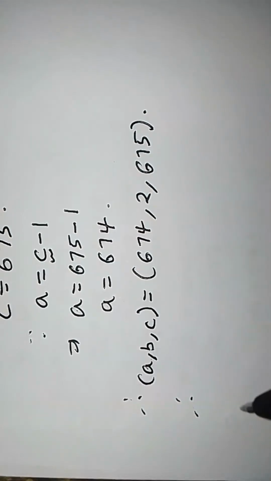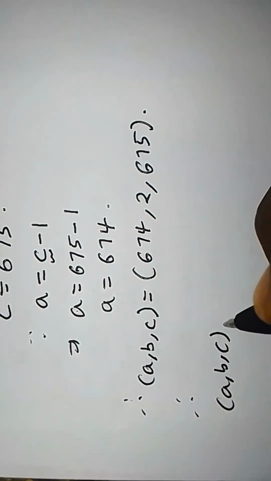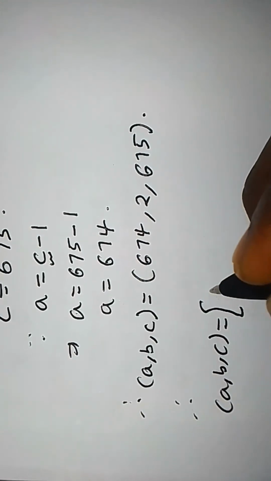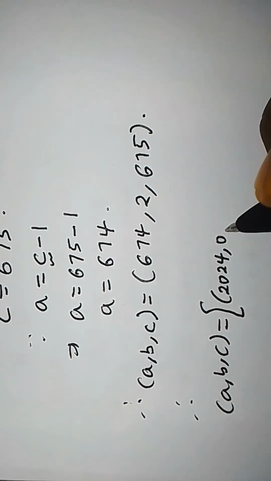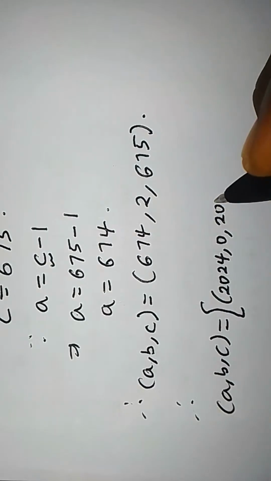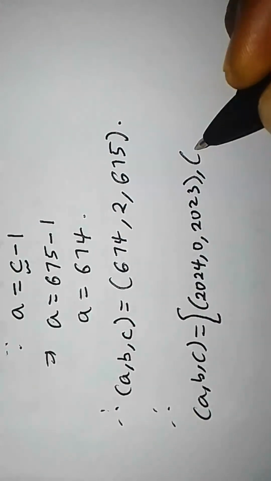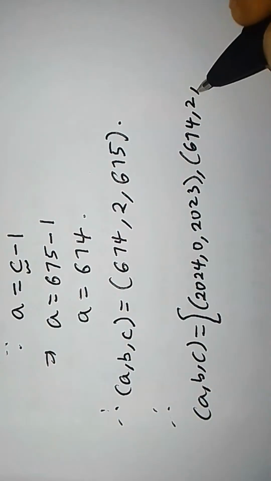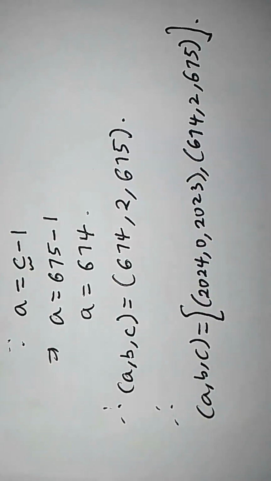Therefore, all the solutions that we have for this tricky algebraic equation are a comma b comma c equal to the set of, the first solution is 2024 comma 0 comma 2023. The second solution is this: 674 comma 2 comma 675. So this is the solution.